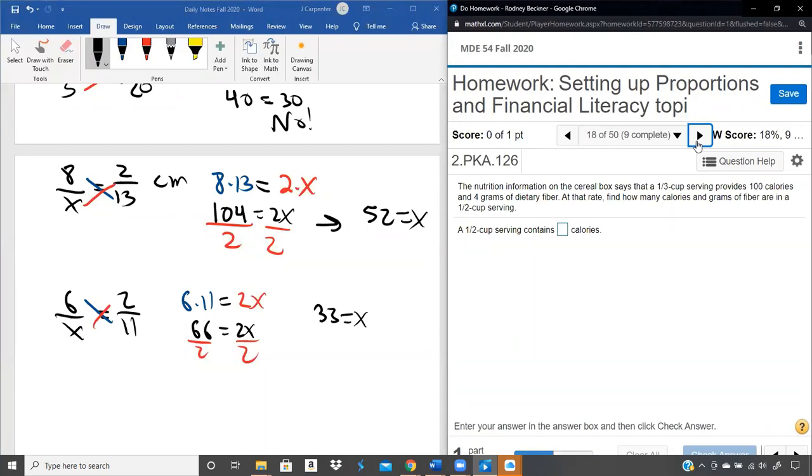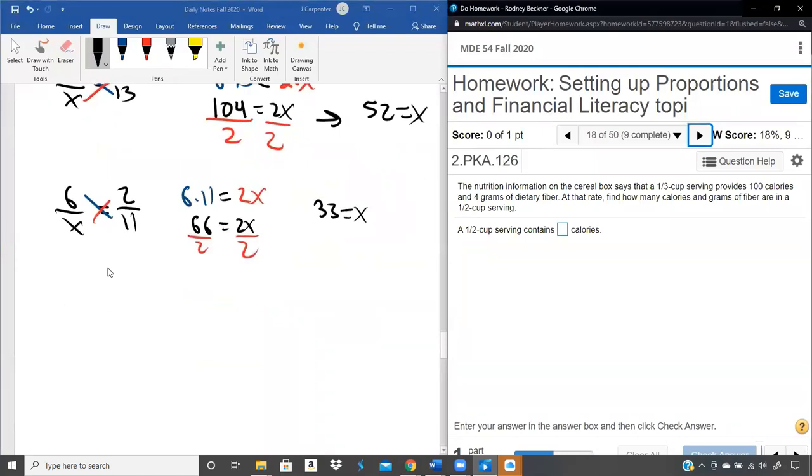All right, so this is getting into the true nature of proportions, throwing them in word problems, making them much more real world like. The nutrition information on the cereal box says that a third of a cup serving provides 100 calories and 4 grams of dietary fiber. At this rate, how many calories and grams of fiber are in a half cup serving? So this is definitely a more challenging problem because there's actually two different proportions you're setting up here. So a third of a cup provides 100 calories and 4 grams.